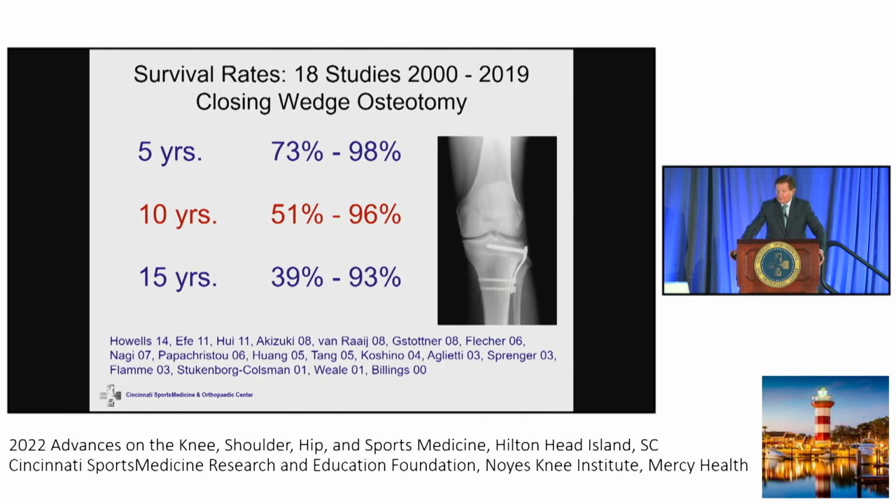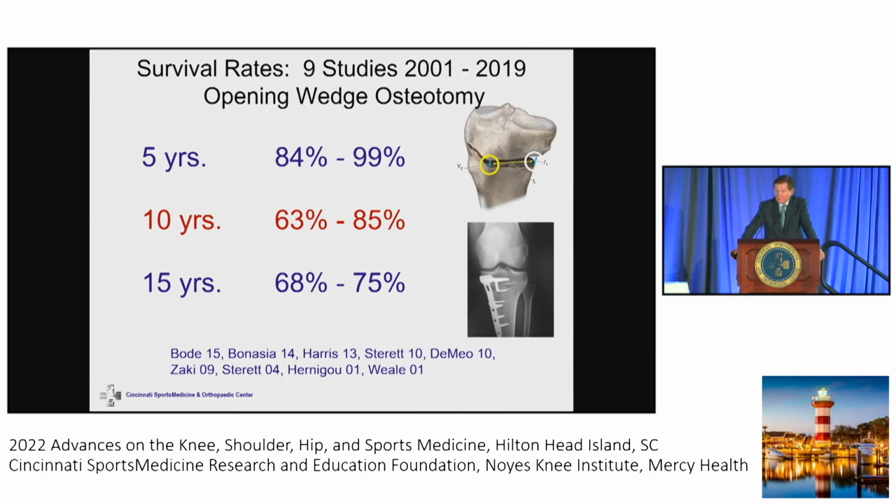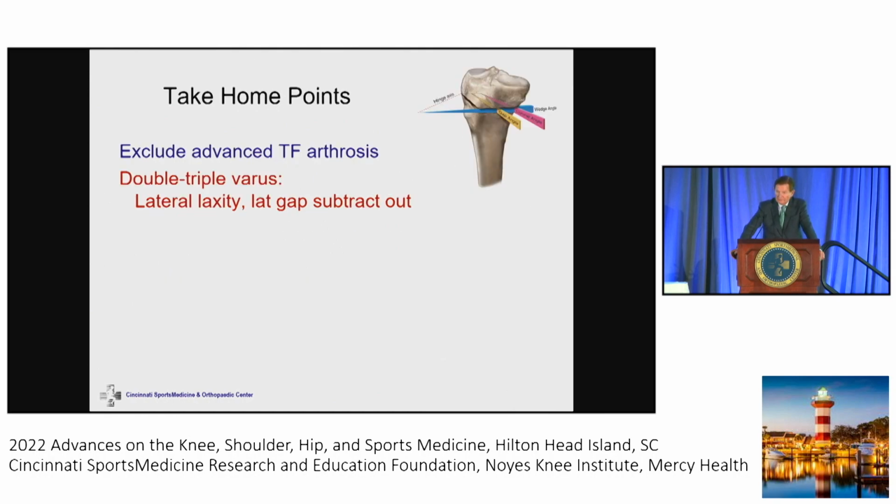These are 18 studies in the literature on the closing wedge osteotomy. You can achieve reasonable results. These are 9 studies in the literature on the opening wedge results. So you can have a reasonably good result in a young person, and then you come in with a unicompartmental. So take-home points, don't do it with advanced arthrosis.